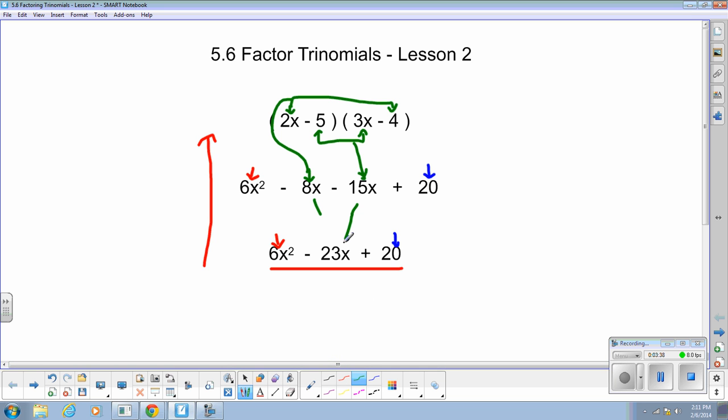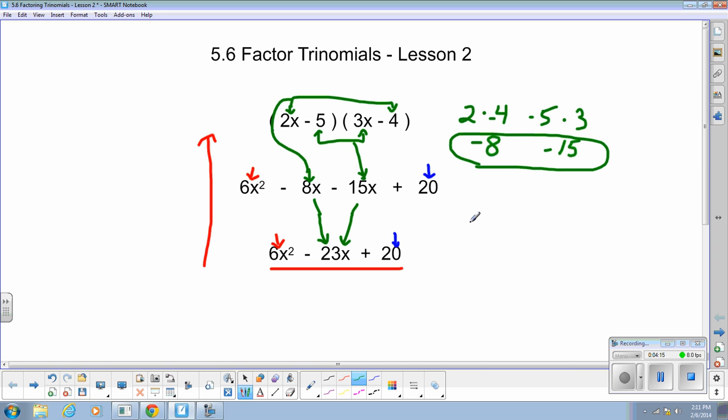So to take a look at that, let's see where it comes from. Two factors, if I have factors of 2 times 4 and a factor of 5 times 3. And yes, there were negatives here and here. So I have a negative 8 that came out, and I have a negative 15. Now those added to negative 23. So the question to look at is, do these two numbers, negative 15 and negative 8, have a relationship with the 6 and the 20?